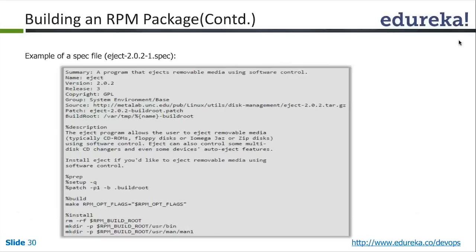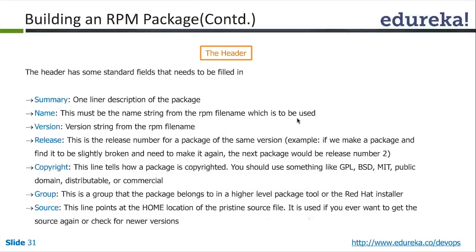I'll show you a simple one of this. This is a general spec file, and it contains a lot of information. Here you can create a group, which is the group that the package belongs to in a higher-level package tool, and this is how you create a group of files as well. And this is how you create your dependencies. It's in this place where you start creating your dependencies as a part of that installation.